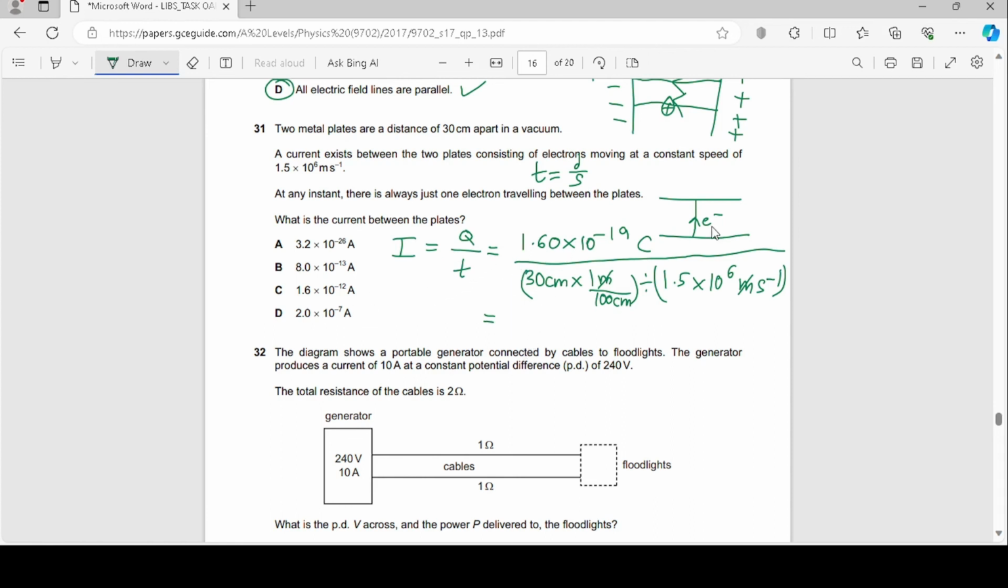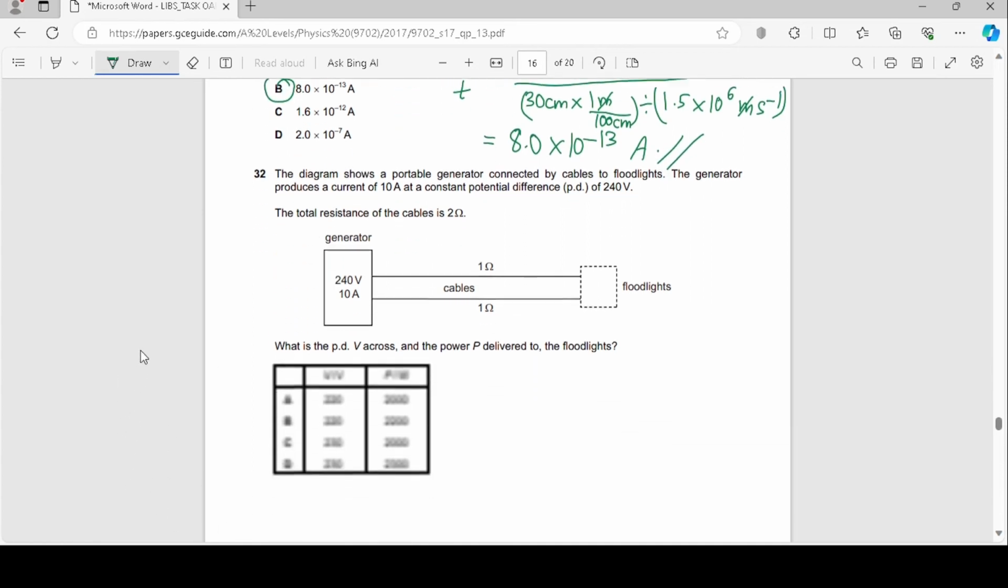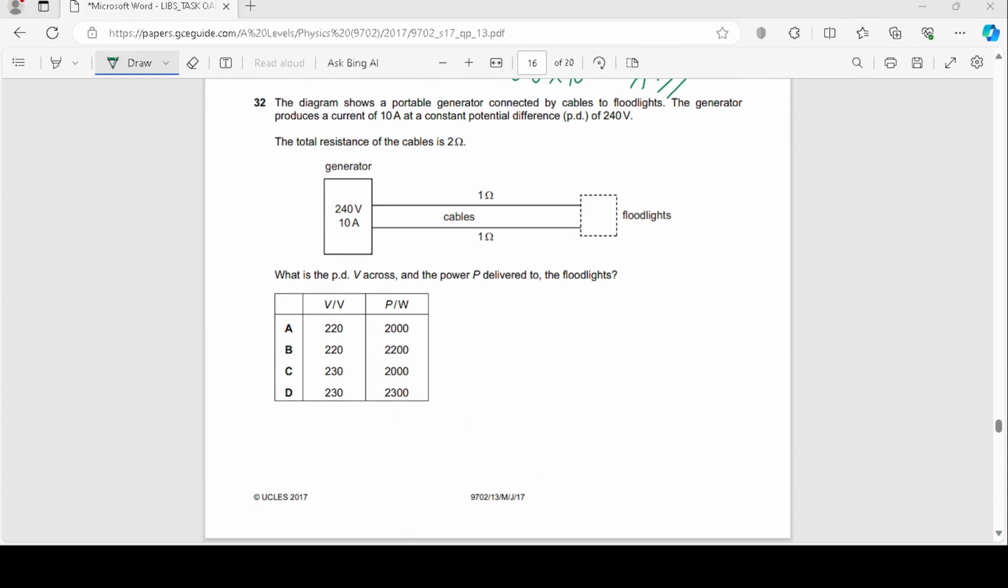So let's do this calculation. 1.60 into 10 to the power of minus 19 over 30 into 10 to the minus 2. And then divide that by 1.5 into 10 to the power of 6. So you get 8.0 into 10 to the minus 13 amperes, or coulombs per second. And that is option B. Okay. Next question.